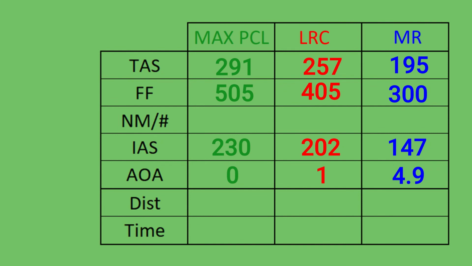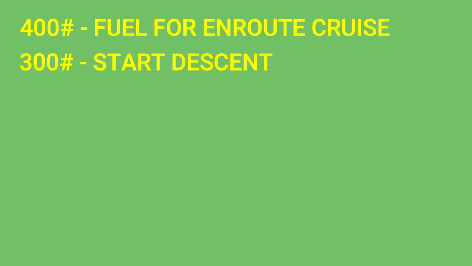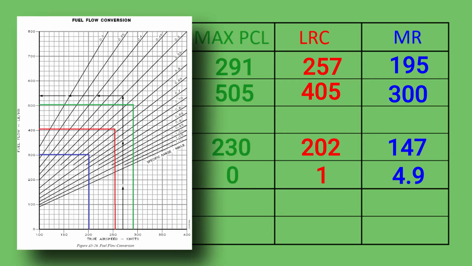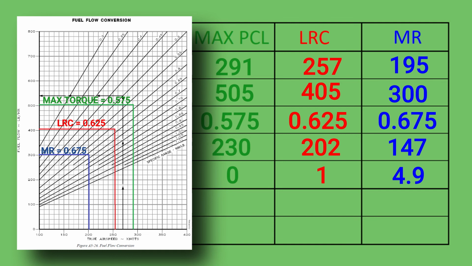Let's say you want to see how far you can go with 400 pounds of fuel before descending and landing with 200 pounds remaining. Based on true airspeed and fuel flow, according to the fuel flow conversion chart in the -1, at max torque you should be able to go 0.575 nautical miles per pound of fuel, 0.625 miles at long range, and 0.675 at max range.